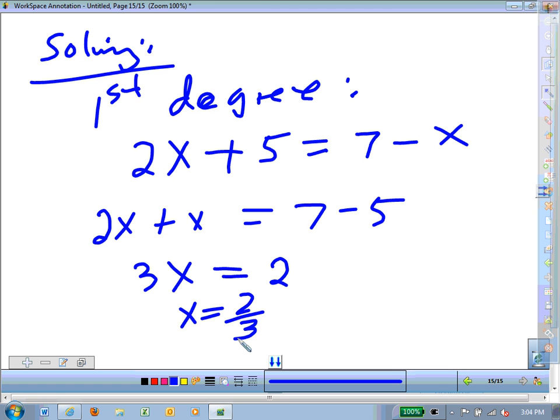So again, it might have taken a little recall there, but I hope that's not a problem, to solve a first degree equation.